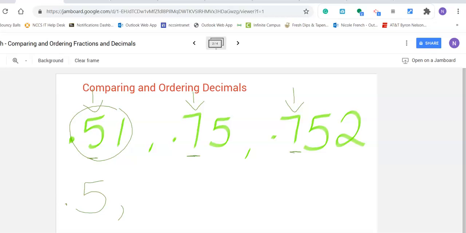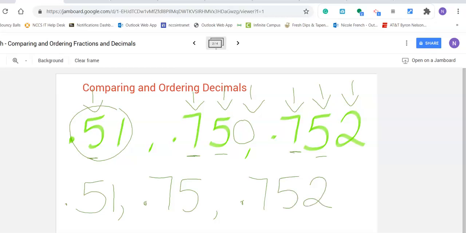Next, because these are tied, the 7s, I have to go to my hundredths place. Well, wait a second. Again, they're tied. That means I have to go to the thousandths place. Well, there isn't a thousandths here, so I can make that a 0. And then I have a 2. So what I know is my 7s are tied, my 5s are tied, but I know that 0 is less than 2. So I know that 75 hundredths is greater than 51 hundredths, but smaller than 752 thousandths.